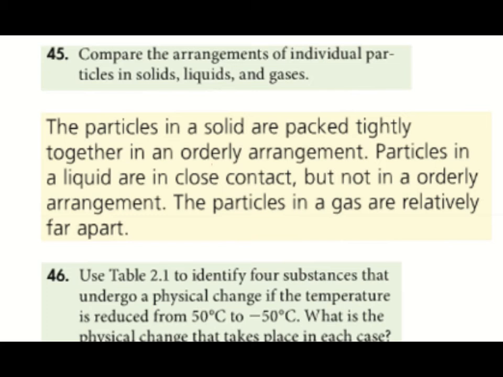Compare the arrangement of individual particles in solids, liquids, and gases. In solids, how are the particles of matter arranged? They are packed tightly together in an orderly arrangement. So they are joined, tightly packed, and in a regular pattern that we call orderly arrangement.